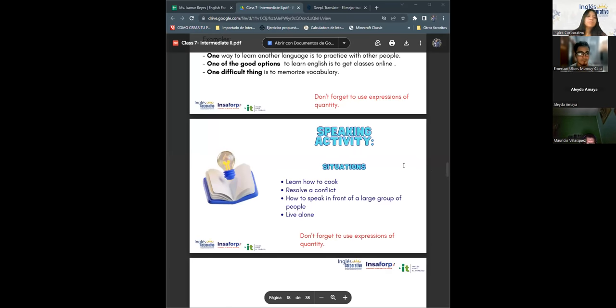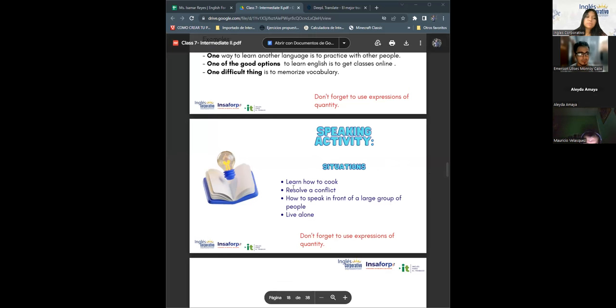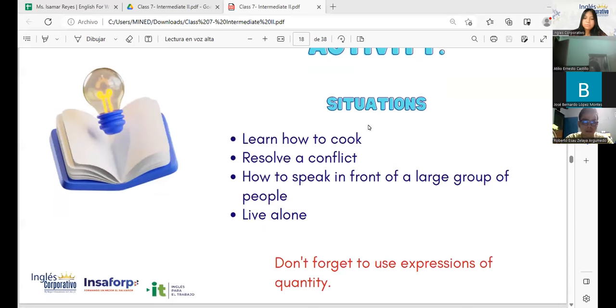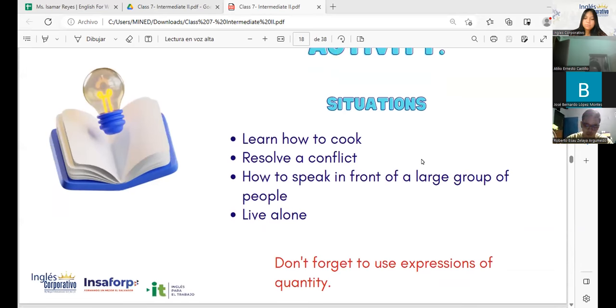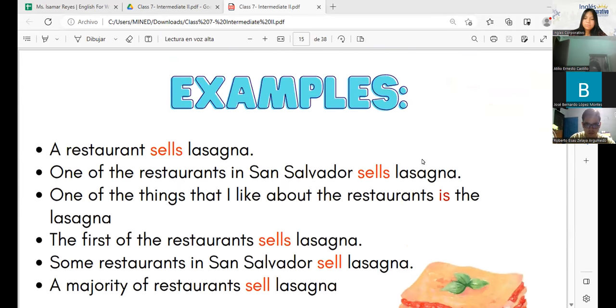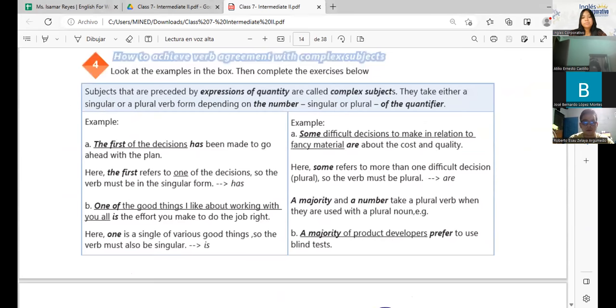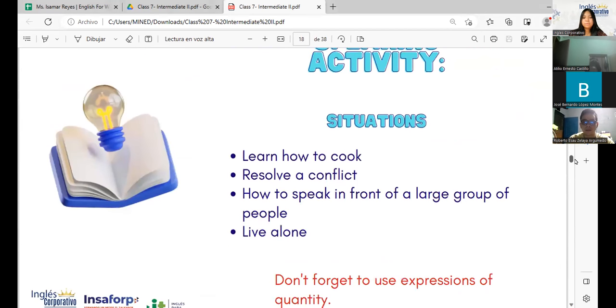We are going to write at least 3 sentences for each of the situations. Right? First one. It can be in singular or plural, right?